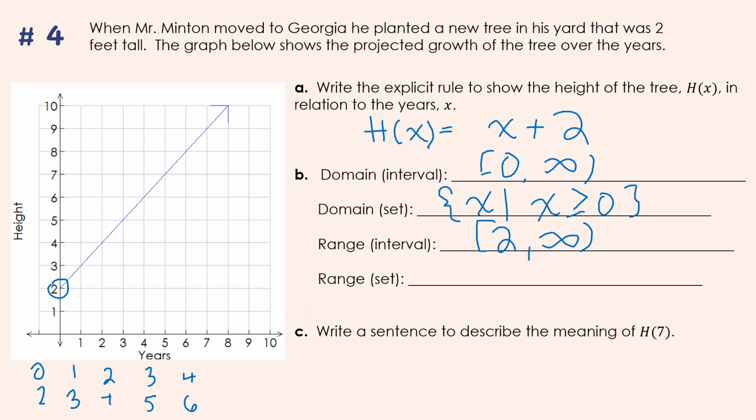For set notation, we use our braces, it's range, so we use y, and y can be anything, or the height can be anything greater than or equal to 2. That's the smallest it's going to be, but then it'll only grow from there.